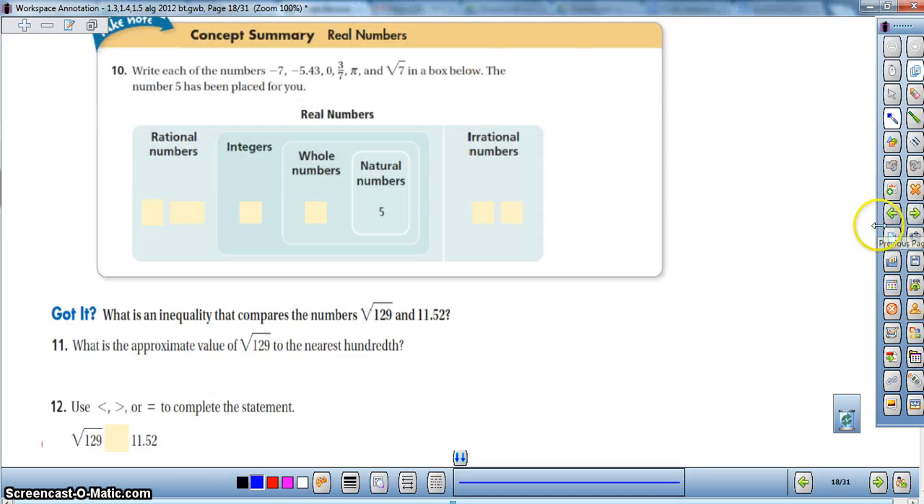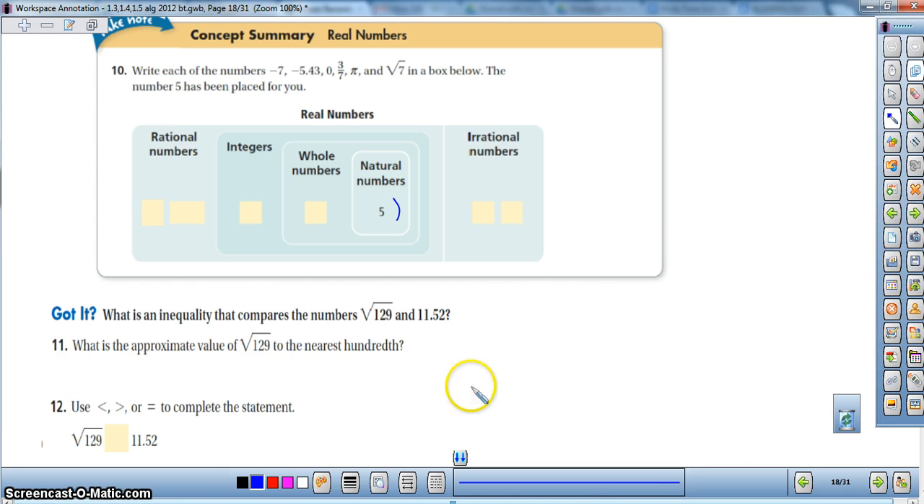So we're going to talk more about those in class. Here you're asked to classify these numbers, so take a look at this page and think which ones are rational up here that are also an integer, also a whole number, and also a natural number. 5 fits in all of these. The ones that are irrational are the ones that never repeat and never end.